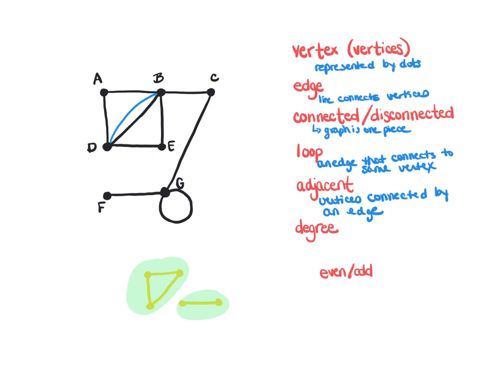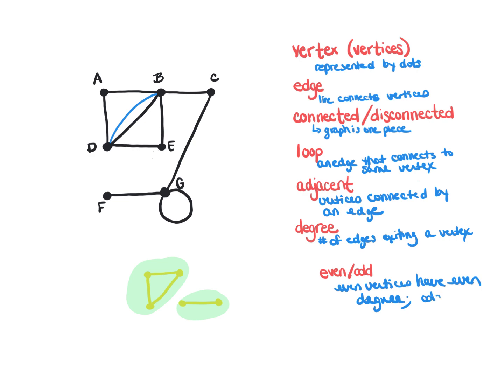The degree of a vertex is the number of edges exiting, or if you prefer entering, a vertex. It's just a matter of perspective. Do you want to see the edges as going out or going in? When it comes to degrees, we also have even and odd vertices, and so even vertices have even degree. Odd vertices have odd degree.